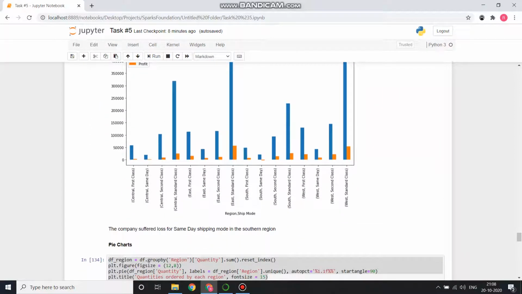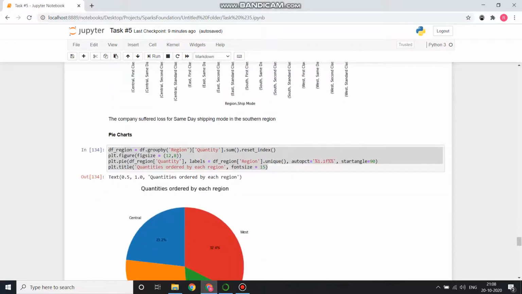Here's the region-wise and ship mode-wise sales and profits. We can see that same-day shipping mode in southern region led to loss, as well as same-day shipping mode in the central region didn't contribute to the profit as well.